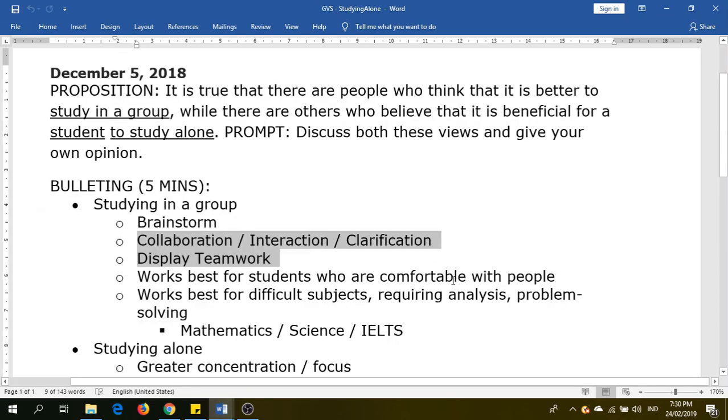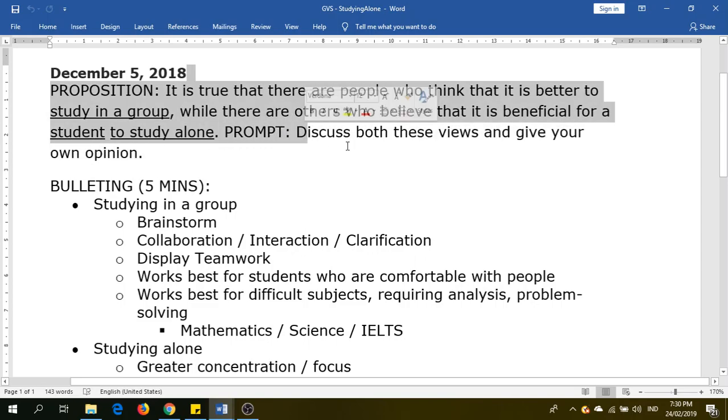We saw this question proposition from December 5, really just a few months back. The proposition states that it's true that there are people who think that it's better to study in a group. So that's one side of the issue over there. While there are others who believe that it's beneficial for a student to study alone. And that's the other side of the issue there. So clearly this is a crossover question prompt. And you will see from the very instruction itself, for the writer to discuss both these views and give your own opinion.